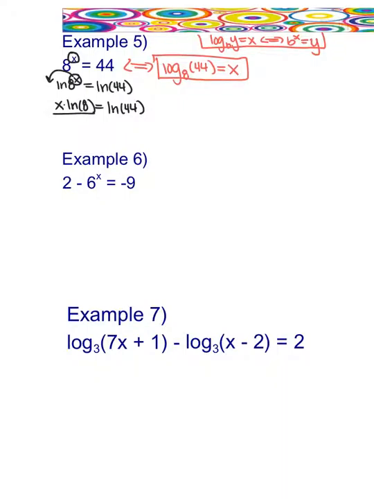And now this is simple. To get x by itself, I just divide by natural log of 8. If I was allowed to have a calculator, well then I'd plug this in and get a decimal. Otherwise, I'd leave it as natural log of 44 divided by natural log of 8.